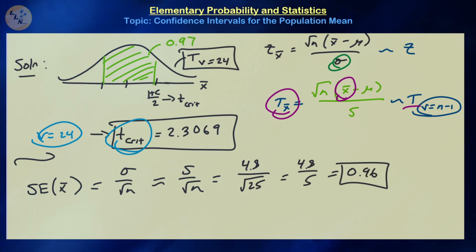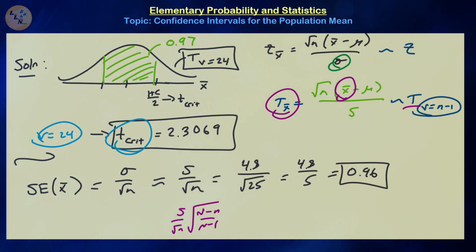Now, if we were to actually know the population size, then this would switch into s over the square root of n times the square root of N minus n over N minus 1. That is the normal standard error times the FPC. But we don't know capital N here, therefore we cannot use this particular artifact.